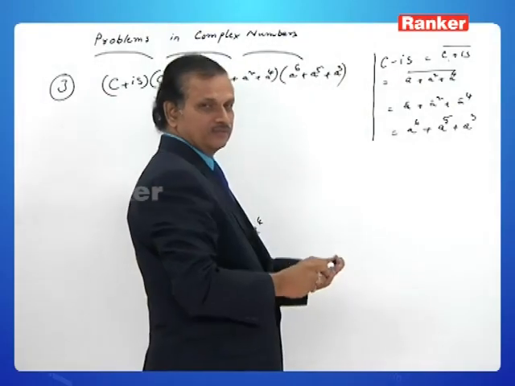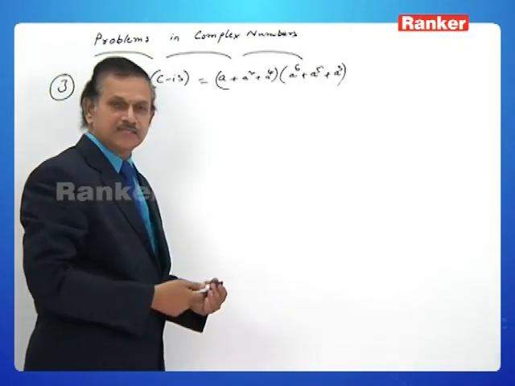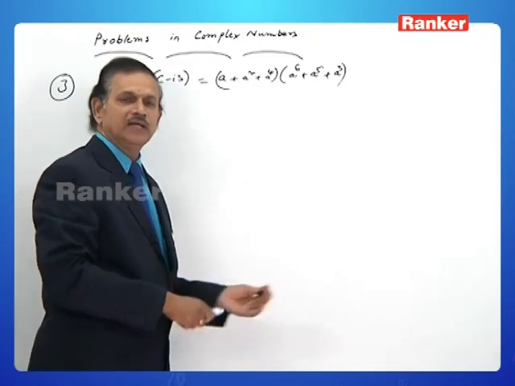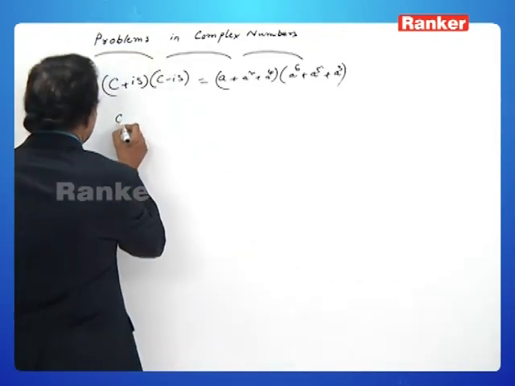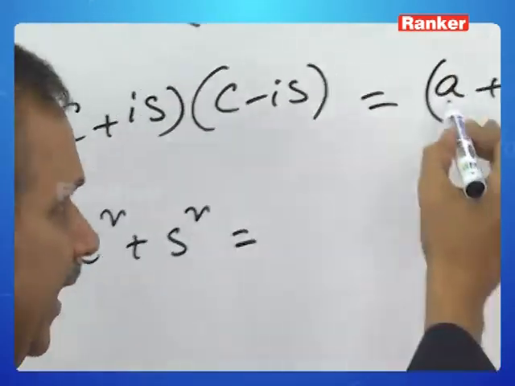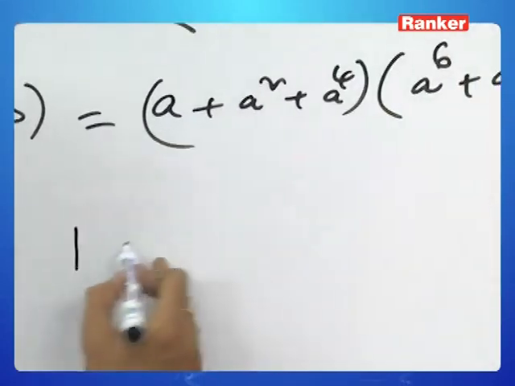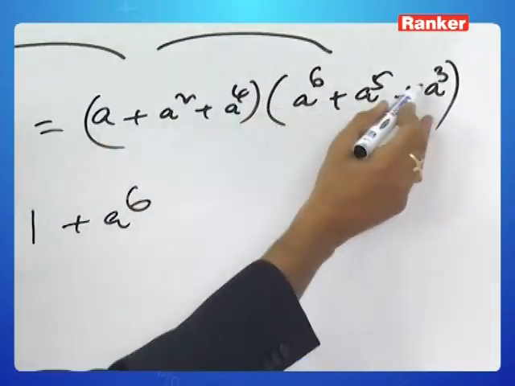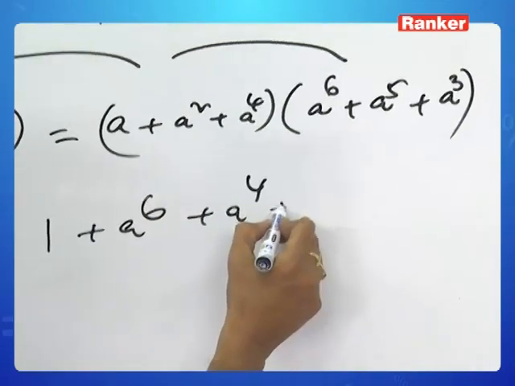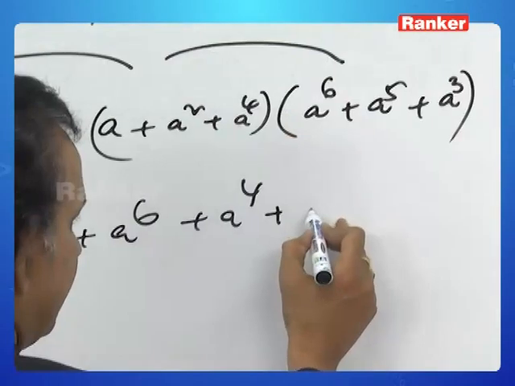Let us see what happens in the product. Well, what is C plus iS into C minus iS? C square minus i square S square. But i square is again minus 1. Hence, left hand side here is C square plus S square is equal to, come on, multiply. A into A power 6, A power 7, that is 1. A into A power 5, A power 6. A into A cube, A power 4. A square into A power 6, A power 8. A power 8 means A power 7 into A power 1, that is A.